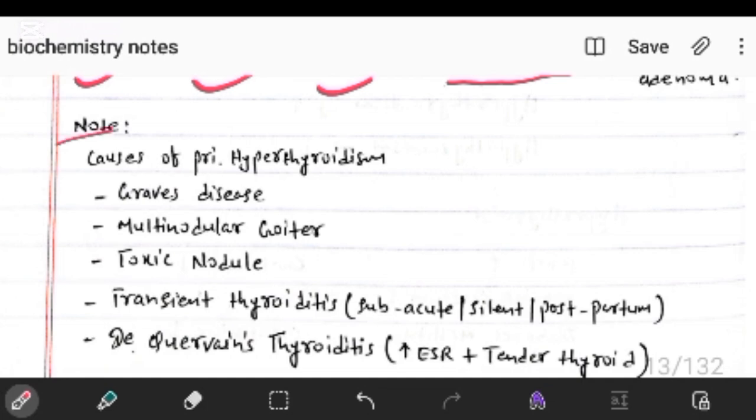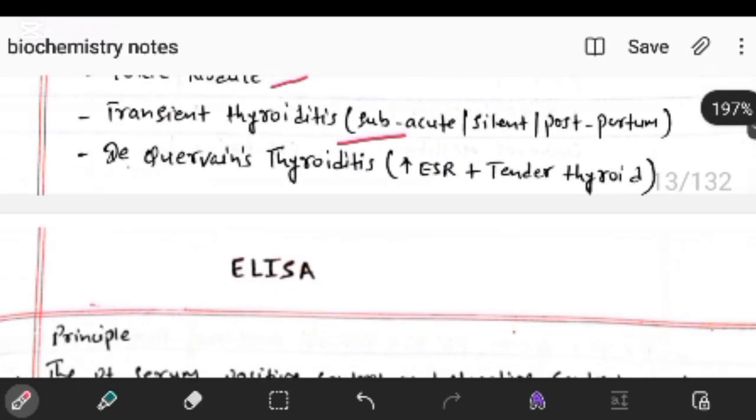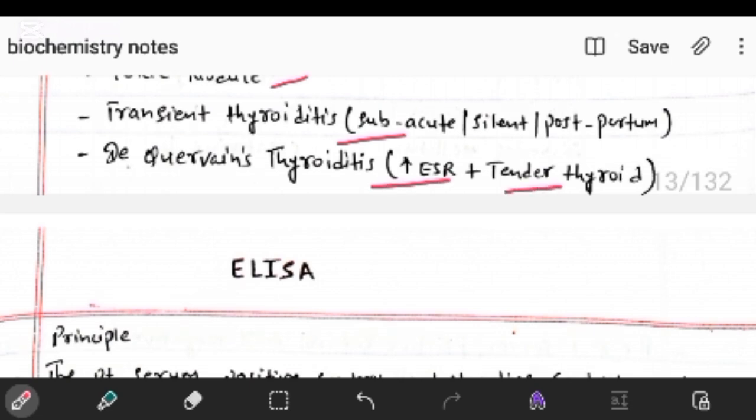Note, here are some notes. Causes of hyperthyroidism: Graves' disease, multinodular goiter, toxic nodule, transient thyroiditis. De Quervain's thyroiditis. Here ESR increases and tender thyroid.